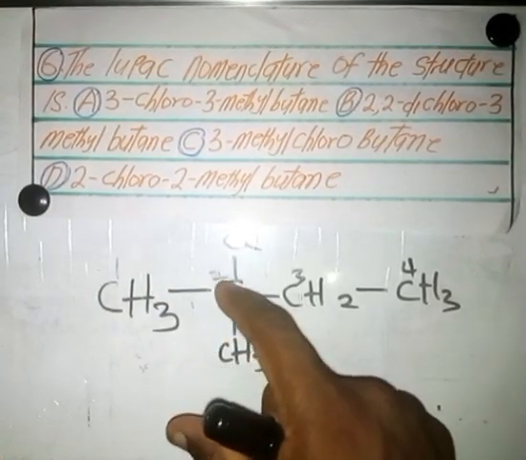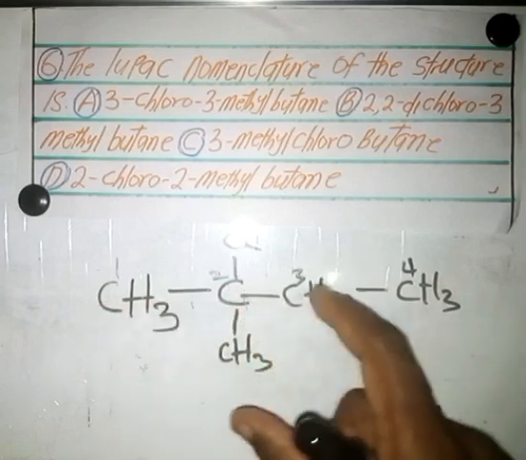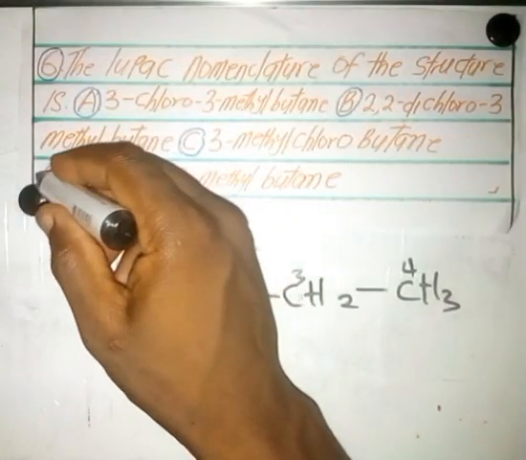2-chloro, 2-methyl, butane. 1, 2, 3, 4 is butane. So that is the rules for naming organic compounds. Although I might want to do a video on that if I see the response. So I might just do a video on naming organic compounds. So just know your answer is D.